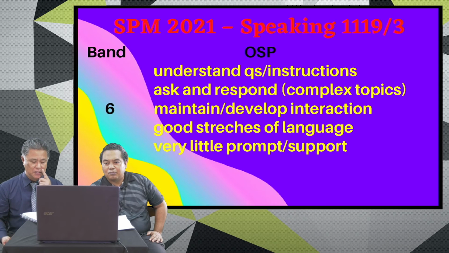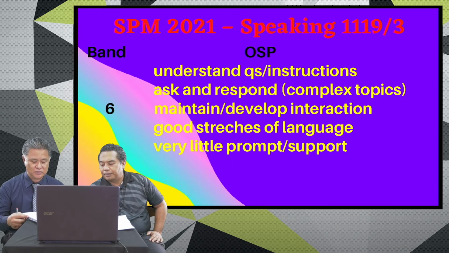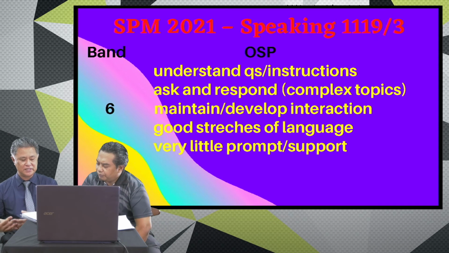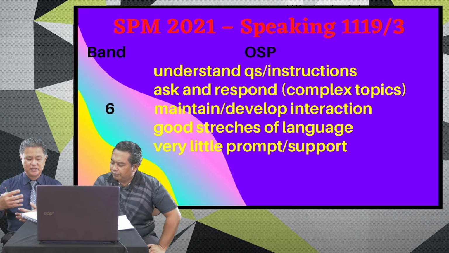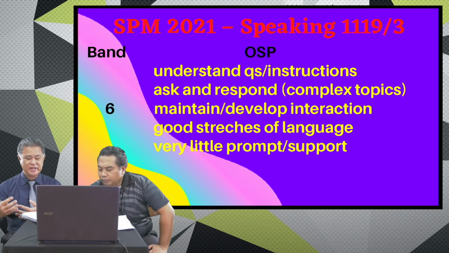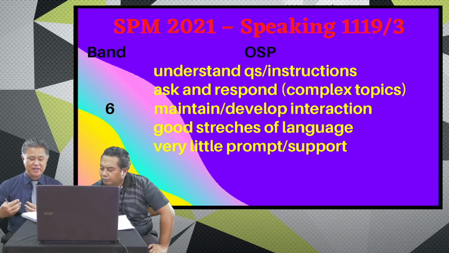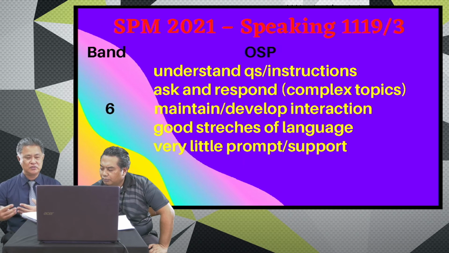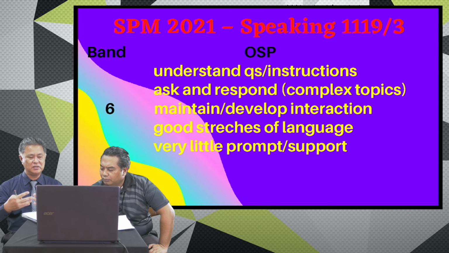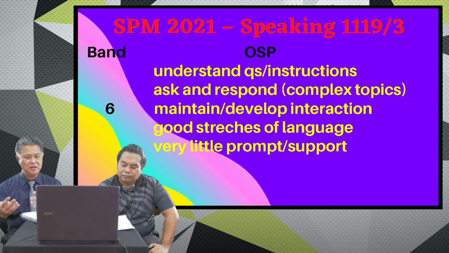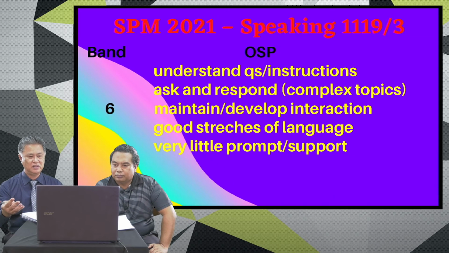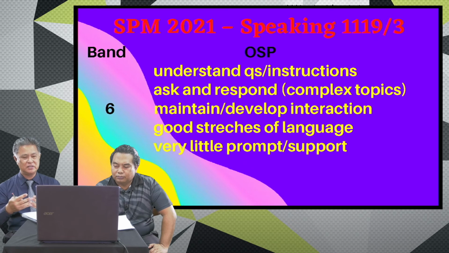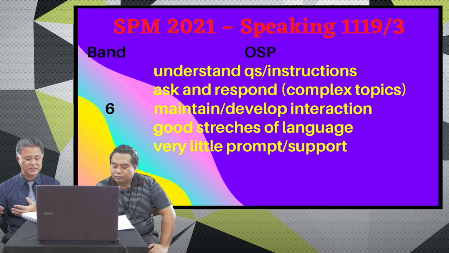So far there are no speaking assessments being carried out yet, but as guidelines for us, we hope that these brief descriptors would help in guiding and managing the SPM speaking for our students in their school. There is no formal examination being carried out yet, but this is what we think the interlocutor and the assessors would be looking for in the candidates in awarding marks.